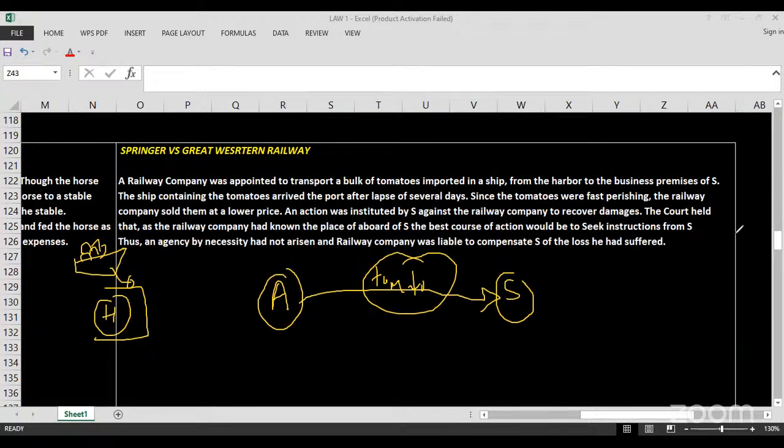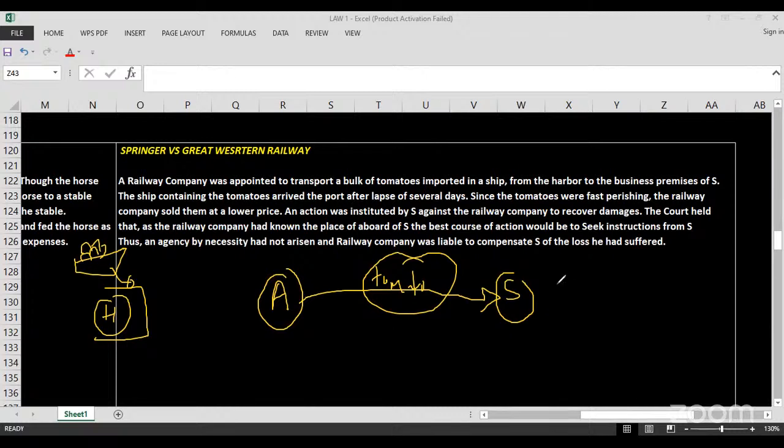Since the tomatoes are fast perishing, the railway company sold them at a lower price. Now what is happening? The tomatoes quickly get spoiled. Since these tomatoes have reached late, they have to clear them from the harbor, and A will receive it, and from A they have to transport it to S. While it is going, it should get perished, and S can't make use of that tomato. So what A has decided is, okay, let's sell it. It is going to sell those tomatoes at a lower price.